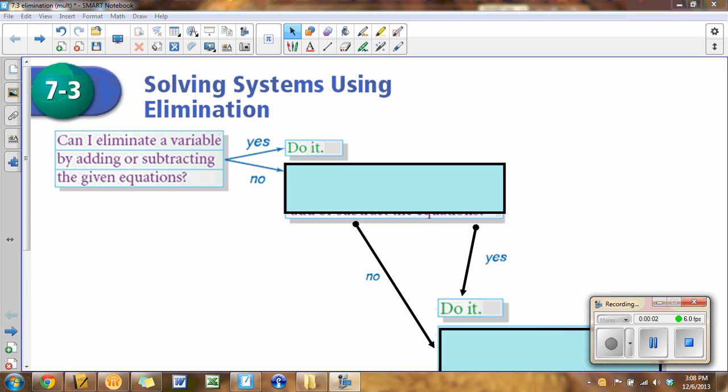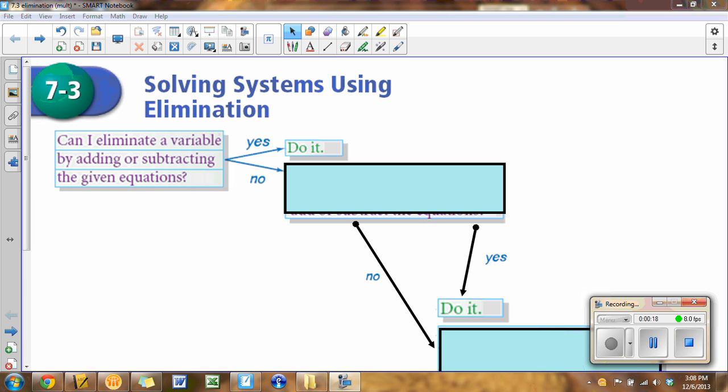Okay, so we're going to talk about solving systems by elimination again. Now, we've already done some systems by elimination where you just add the two equations together and one of the variables kind of goes away, right? So sometimes that doesn't work out.